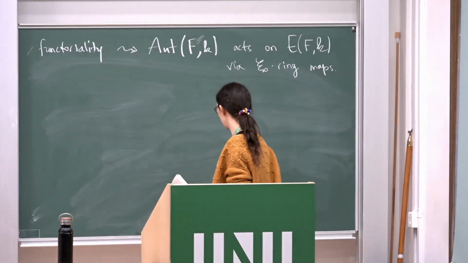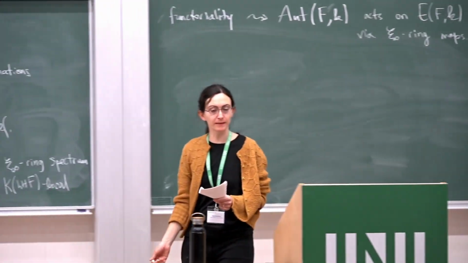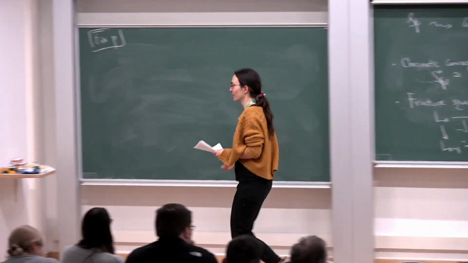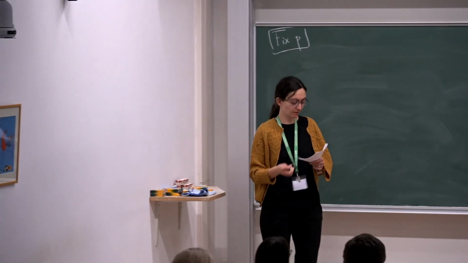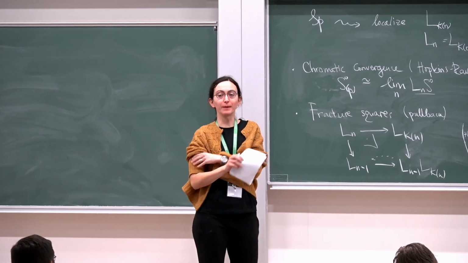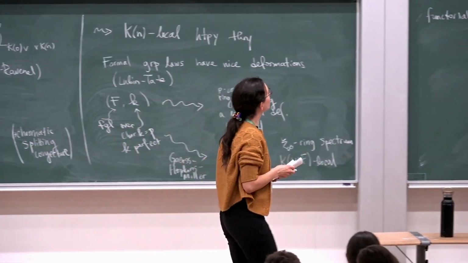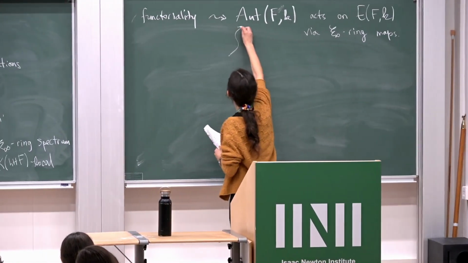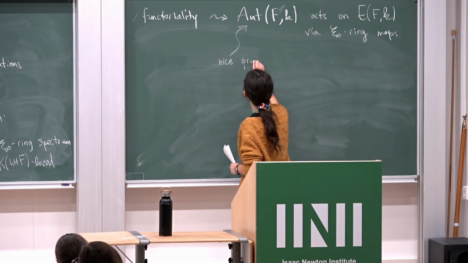Okay, so now I get to justify my presence here. There's a group acting on something, so we're equivariant. Any questions? This group is generally not trivial. In fact, this is a nice pro-finite group.